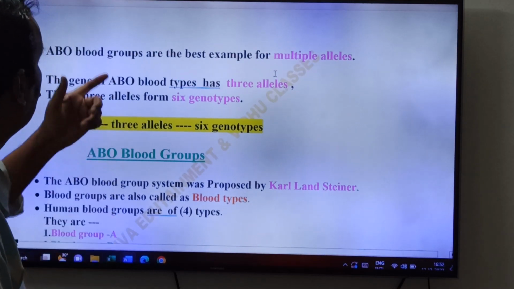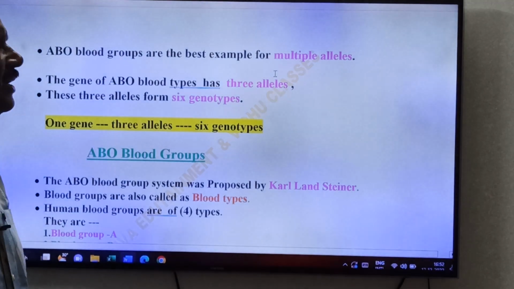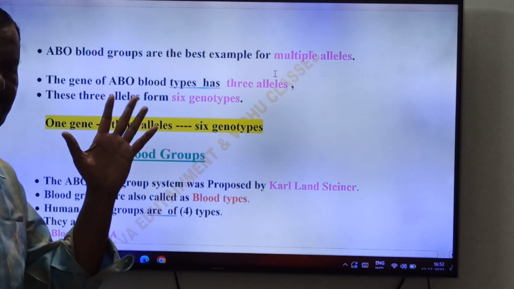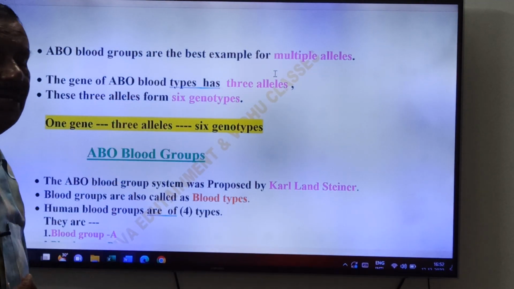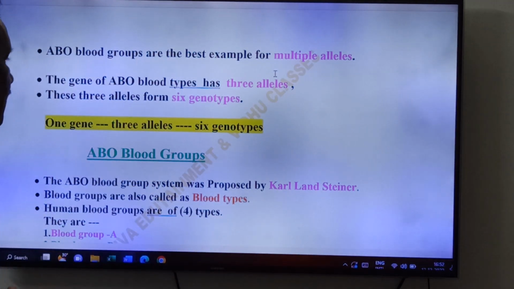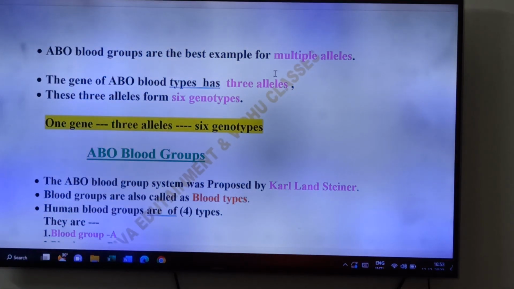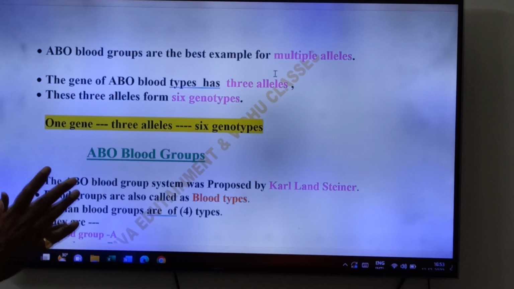Now see friends, ABO blood groups are the best example for multiple alleles. This is for IP friends. ABO blood groups are the best example for multiple alleles. The gene of ABO blood types has 3 alleles.